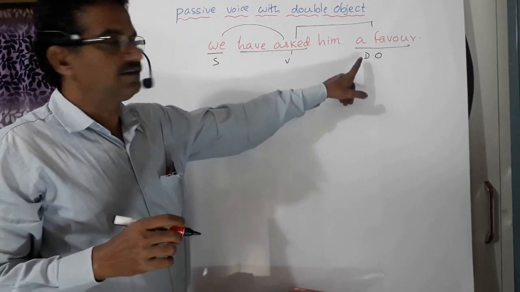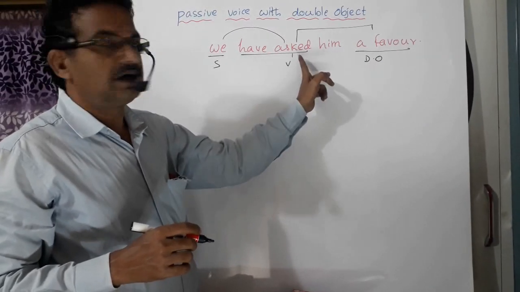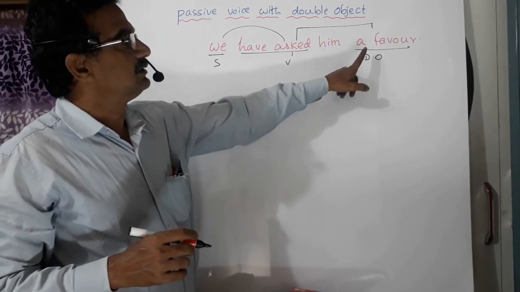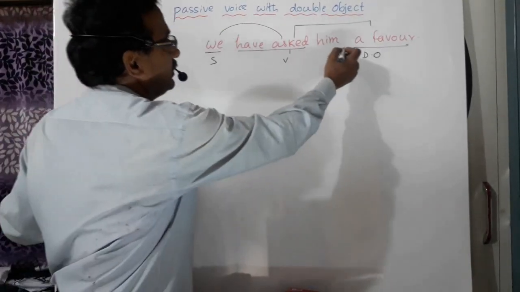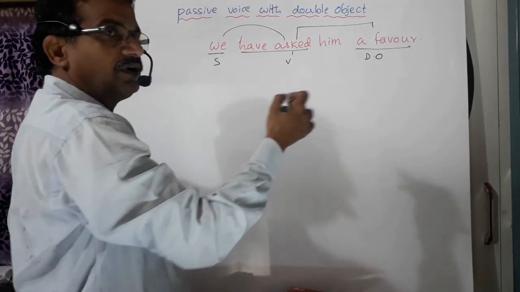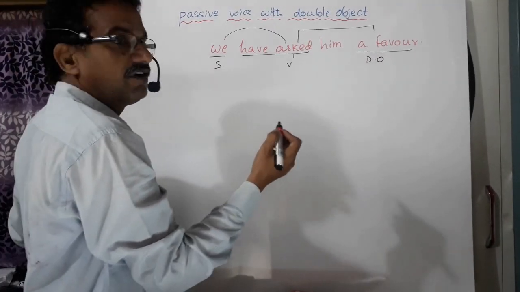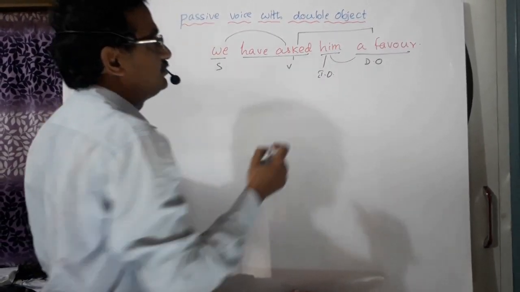A direct object is directly related to the verb, the action word, and is affected by the action word. And in asked a favor, who is the recipient of that action? Him. So this is what we call the indirect object.